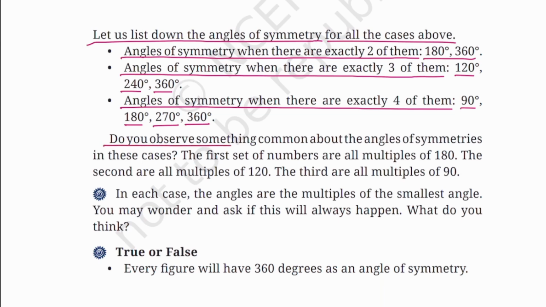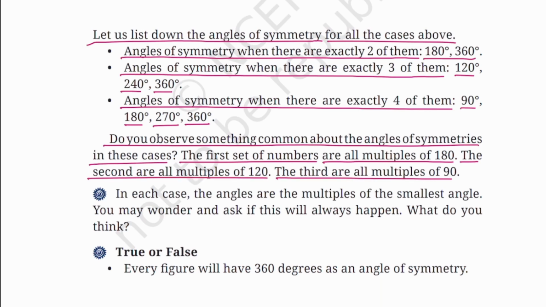Do you observe something common about the angles of symmetries in these cases? The first set of numbers are all multiples of 180 degree. The second are all multiples of 120 degree. The third are all multiples of 90 degree. In each case, the angles are the multiples of the smallest angle. You may wonder and ask if this will always happen. What do you think? Yes, this will be always true.